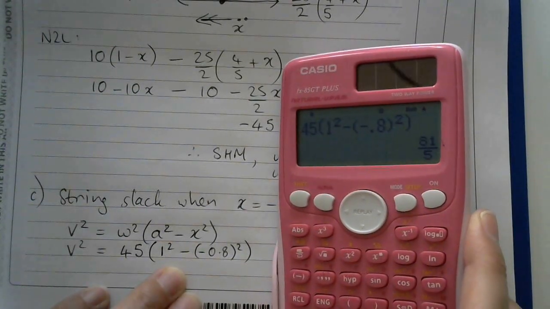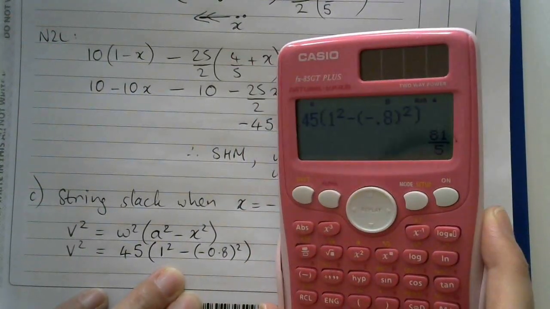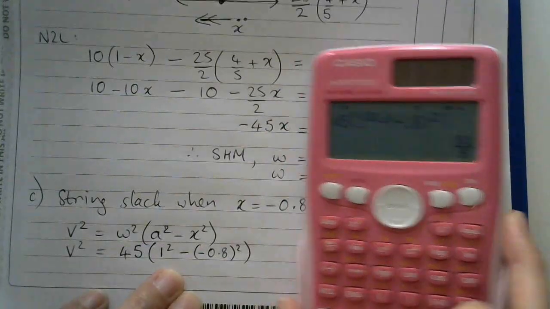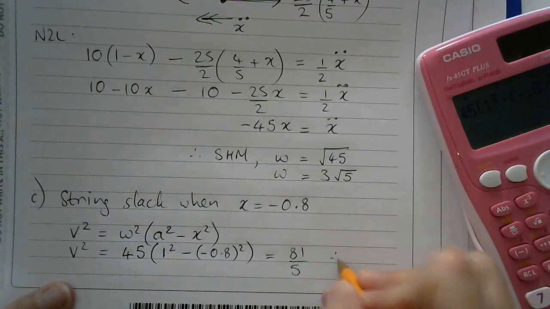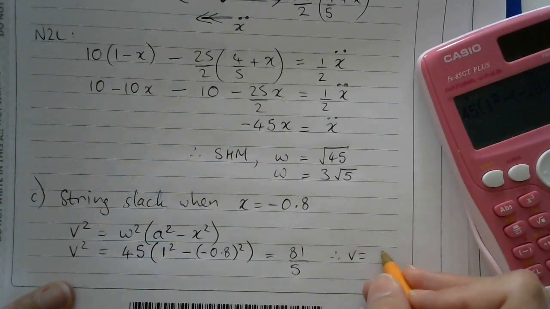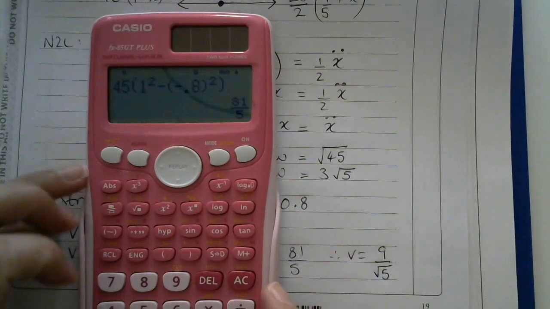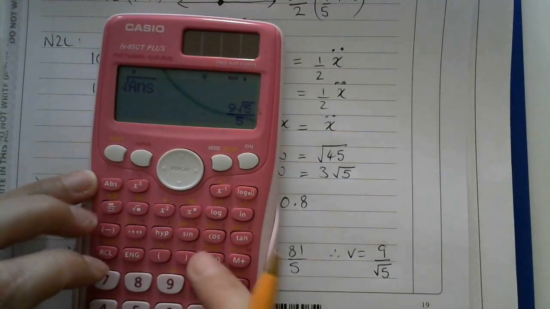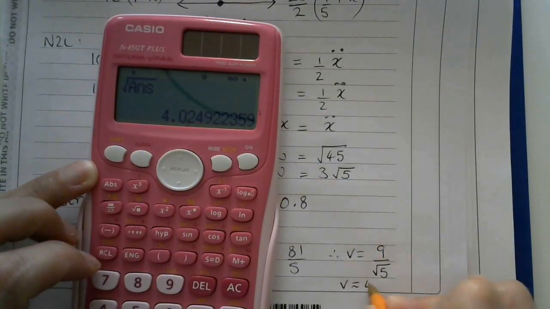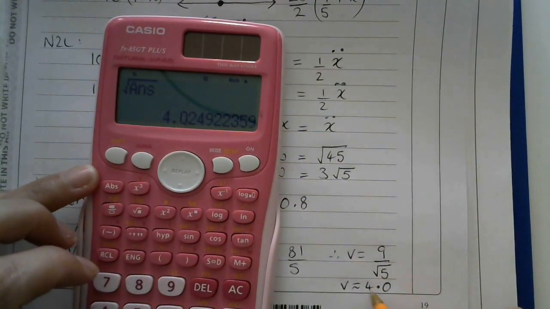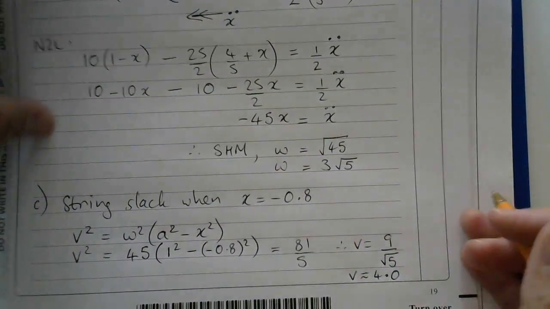And I end up with 81 over 5, and then I need to square root. So v squared is 81 over 5, so therefore v will be this square rooted, so 9 over root 5. Or if you want to work that out as a decimal, that will be 4.0 to 2 significant figures, or 4.02 to 3 significant figures. Okay, so that is part C.